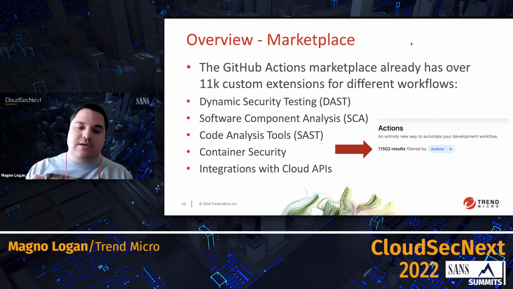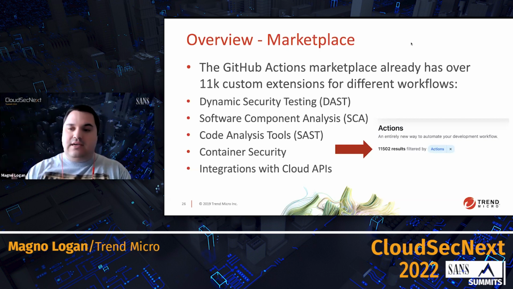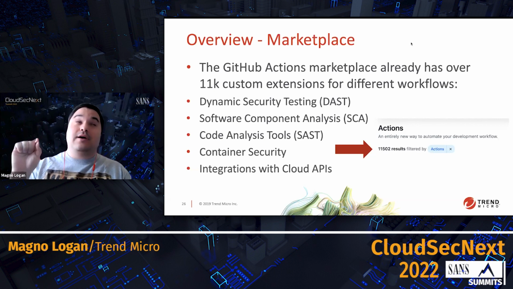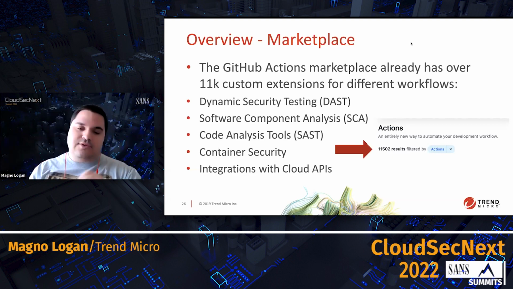And I think this number is already outdated. I think I just checked today, and it's over 13,000 actions available in the marketplace for all categories. So you can see that this is increasing a lot. And if I recall correctly, when we did the SEC540 training back in August, it was half of that, 7,000 or something like that. So it was almost half of that. So it's increasing a lot.